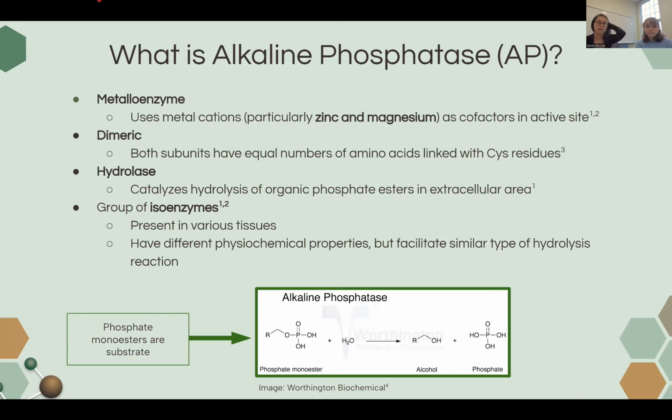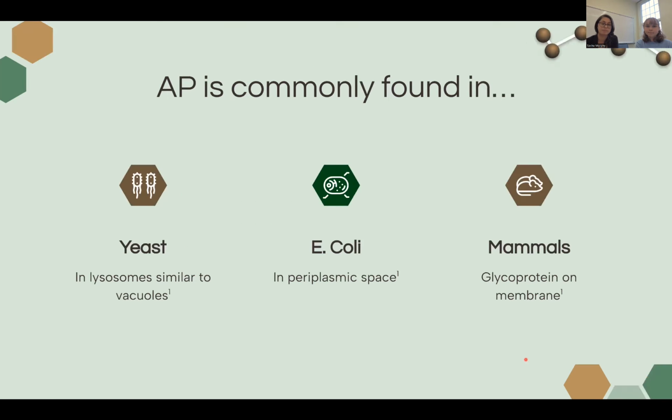And it is also part of the class of enzymes called hydrolases, which means that it catalyzes hydrolysis reactions. In this case, it catalyzes the reaction of a phosphate monoester cleaved by water to make an alcohol and a phosphate. And it is also a group of isoenzymes, meaning that it is present in various tissues and they all have different physiochemical properties, but they still facilitate similar hydrolysis reactions.